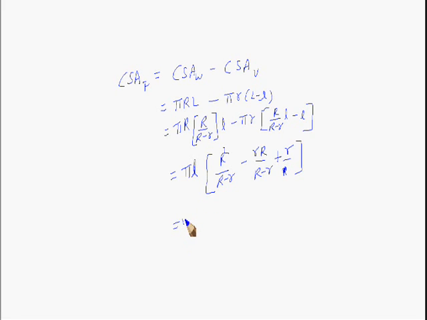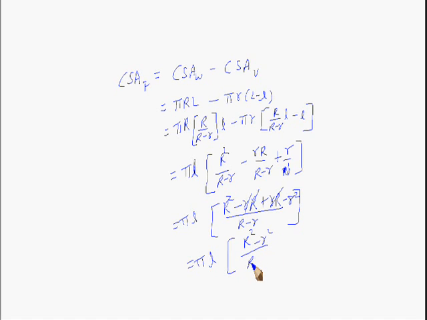Now pi l, now taking the LCM, capital R minus small r, here it is R square minus small r capital R. Now here it is 1, so r is multiplied by capital R minus small r, we get small r into capital R minus small r square. So these two terms are cancelled, we get pi l capital R square minus small r square upon capital R minus small r.